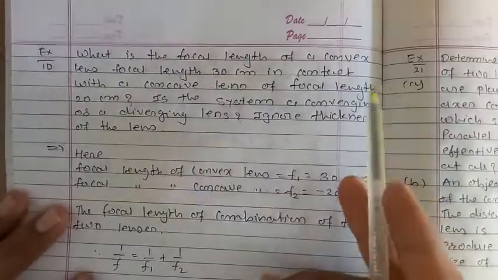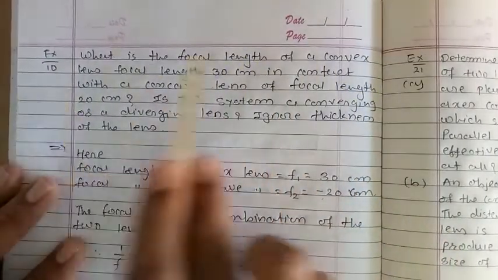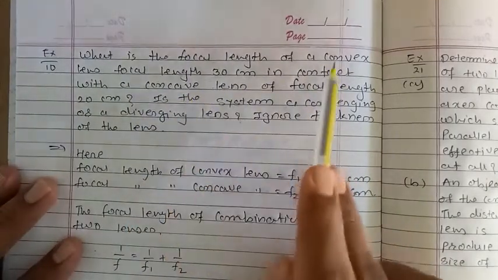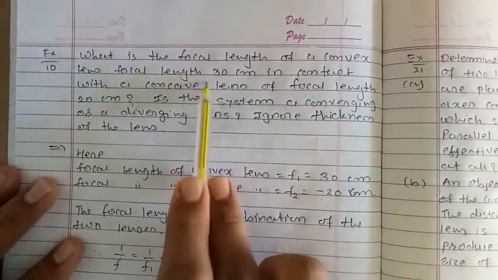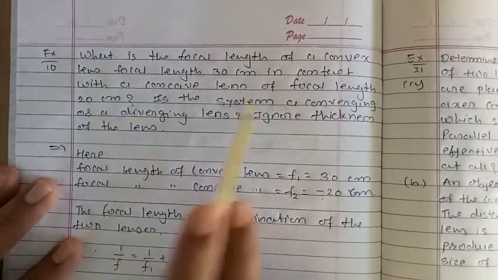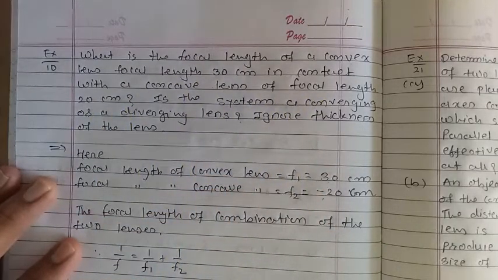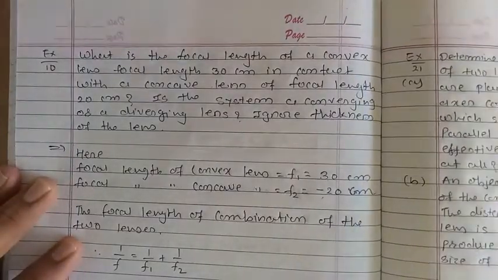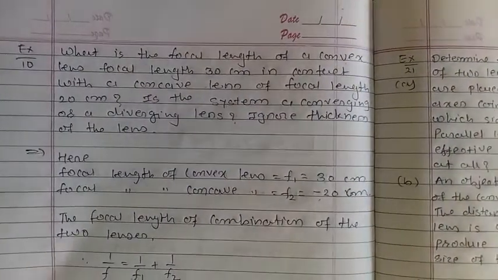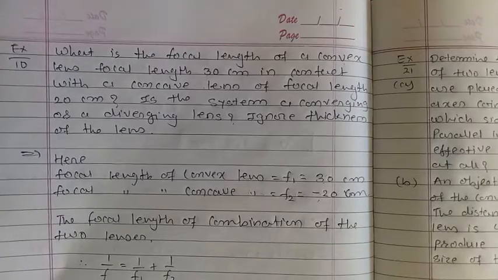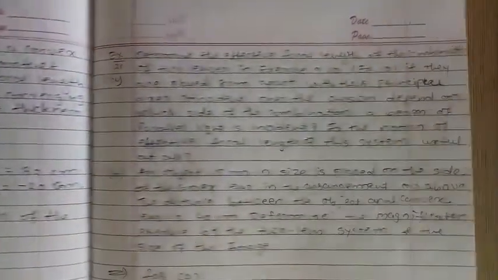So in exercise 10 there are two lenses, first convex and second concave. The convex lens has focal length 30 and the concave lens has focal length 20. We know that for a convex lens the focal length is positive and for concave it is negative, right? So we have to take the data from exercise 10, right?